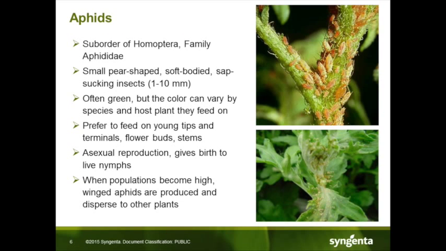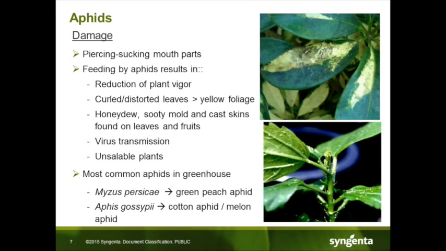Moving on to aphids. Aphids are small, pear-shaped, soft-bodied insects, and they can vary quite a bit in size depending upon what species they are. They're often green in color, but that can vary also depending upon what they're feeding on. They do prefer to feed on the younger, tender tips of the terminals of the plant, flower buds, but you can also find them on the stems like you see here. Because they have piercing, sucking mouthparts, they excrete honeydew as they feed, which is this sticky substance. So you may see something sticky on the leaf surface, or you may see this dark sooty mold growing on the honeydew, and that would be a good indication that you have a sap-sucking pest present on your crop.